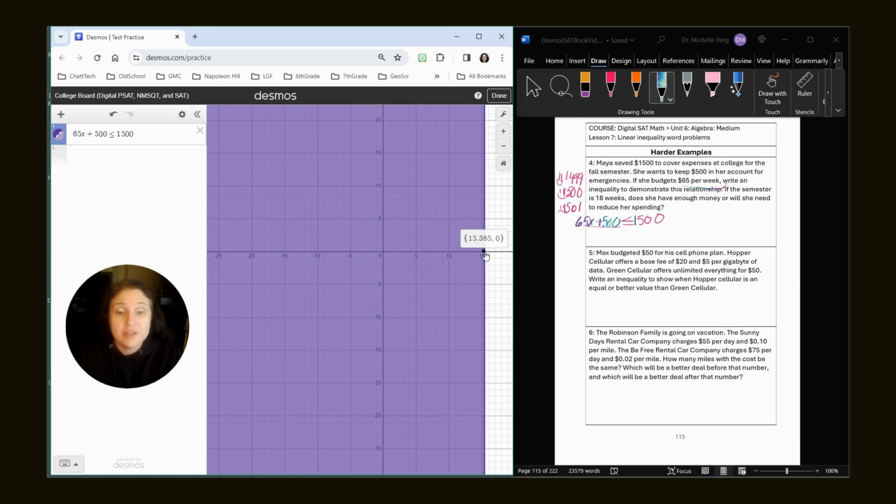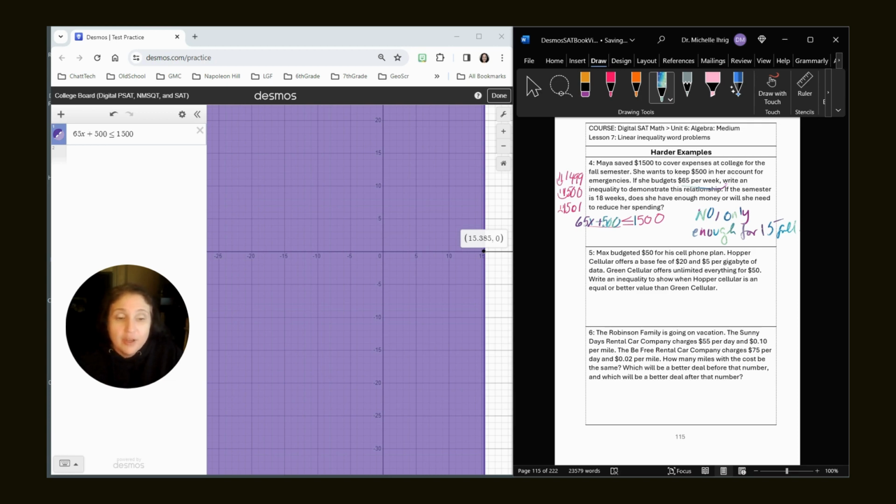So if the semester is 18 weeks, does she have enough money or will she need to reduce her spending? And the answer is no, only enough for, we'll say, 15 full weeks. Okay. And obviously you're not writing sentences on the College Board site, but just so you remember for later.